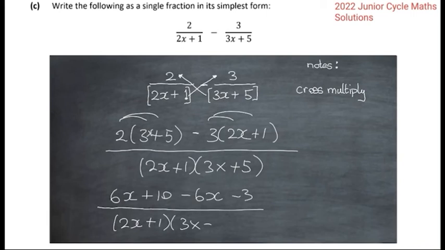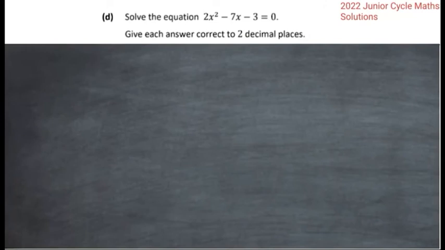So up above, it's going to simplify. The six x's will cancel, as one is positive and one is negative, and we will get 10 minus 3 for the numbers. So the final result is 7 over 2x plus 1 by 3x plus 5. That's it. And finally, solve the equation and give your answer to two decimal places.